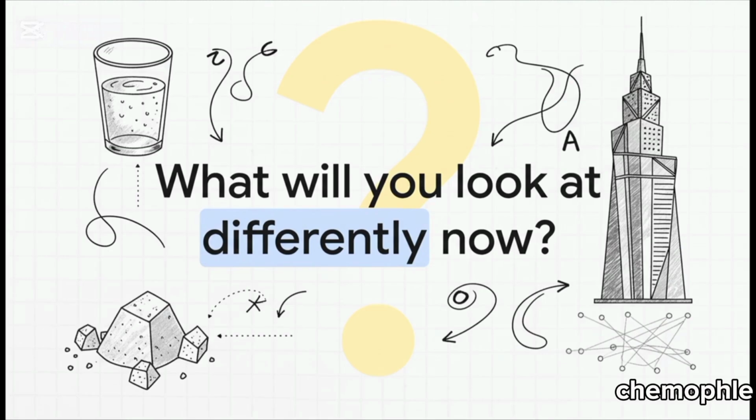So next time you drink a glass of water, or sprinkle salt on your food, or just lean against a metal railing, I want you to remember the incredible, invisible architecture that's at work. These bonds are happening all around you, all the time. So the real question isn't what they are, but what are you going to look at differently now that you know how it's all held together?